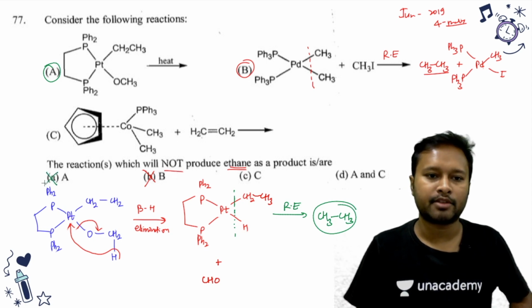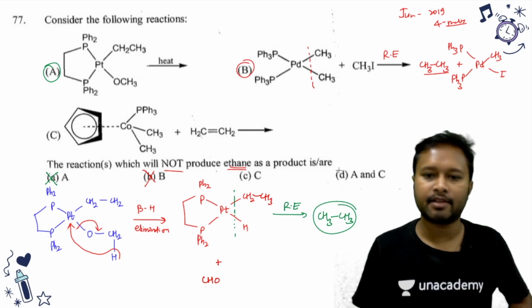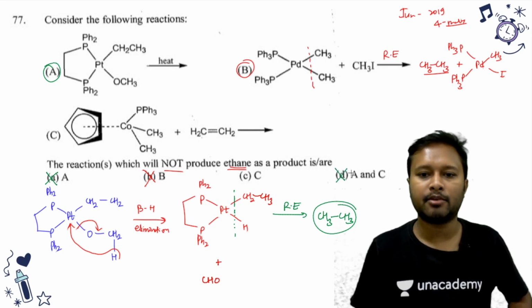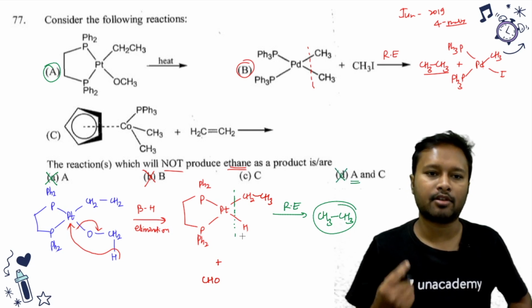So A produces, so you can cancel out option number A, as well as you can cancel out option number D, because there also you have option A or reaction A given. So the correct option comes out to be option number C.